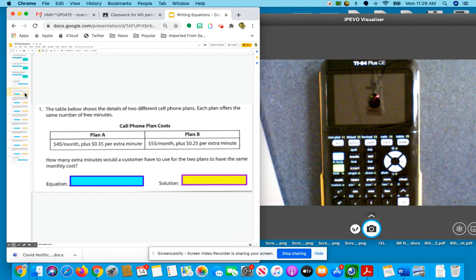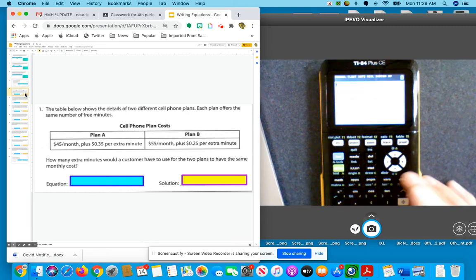And when we go on today, we're going to go ahead and go on to this one. And so it says, the table below shows the details of two different cell phone plans. Each plan offers the same number of free minutes. Cell phone plan A and cell phone plan B. How many extra minutes would the customer have to use for the two plans to have the same monthly cost?